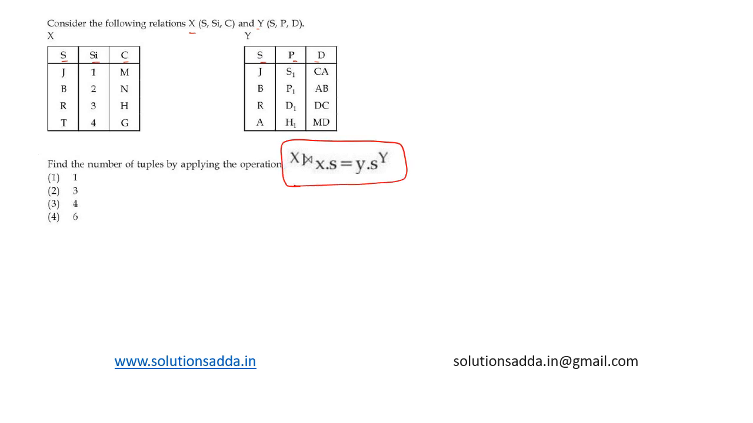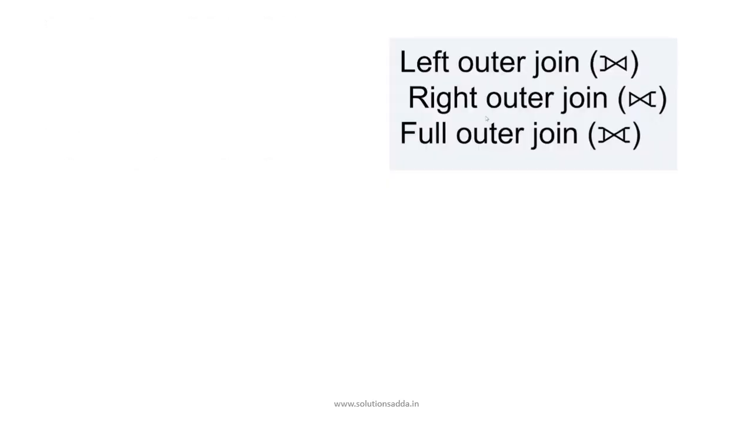So what is this operation and how to solve it? And this is the important symbol here. We'll try to understand how to solve this. So we have to understand the concepts of left outer join, right outer join, and full outer join. With these three concepts, we will be able to solve these questions.